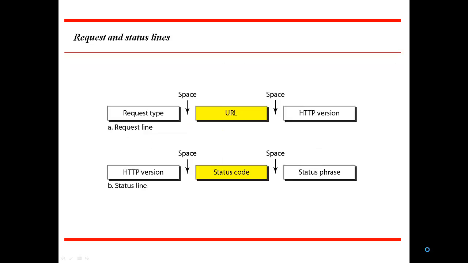So, request and status lines. The request line has the request type, which could be a GET or PUT or other similar things. There's a space, there's a URL, and then there's the HTTP version. The HTTP version is sometimes important because some of the newer features are not supported in older versions. A status line is an HTTP version, a status code, and a status phrase.